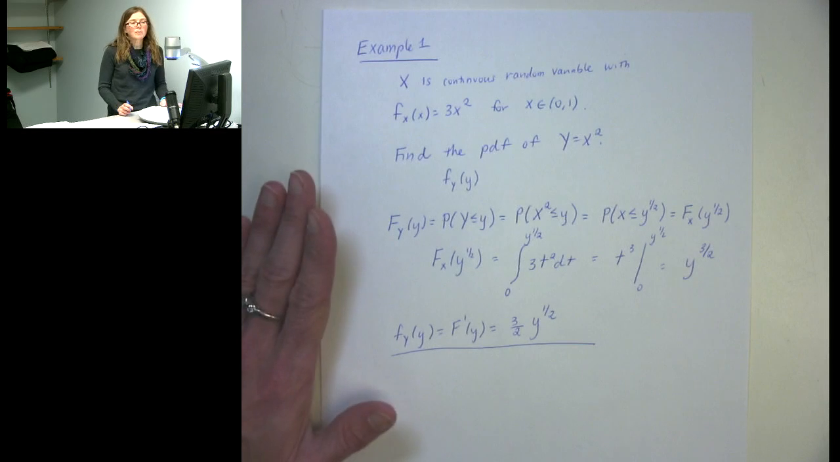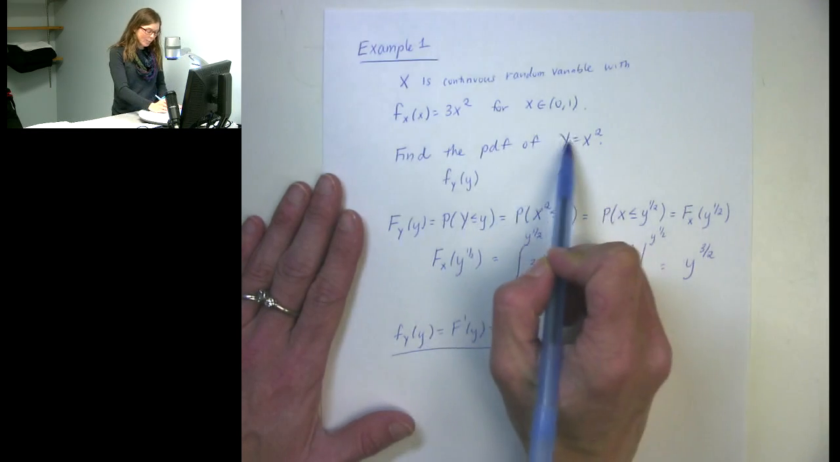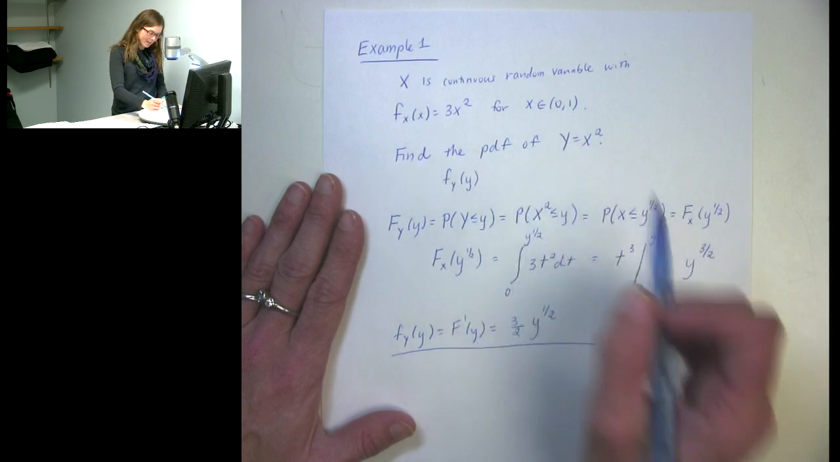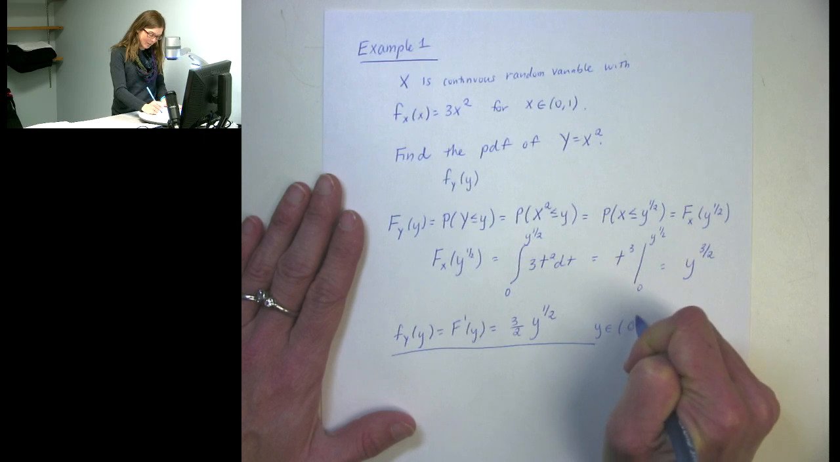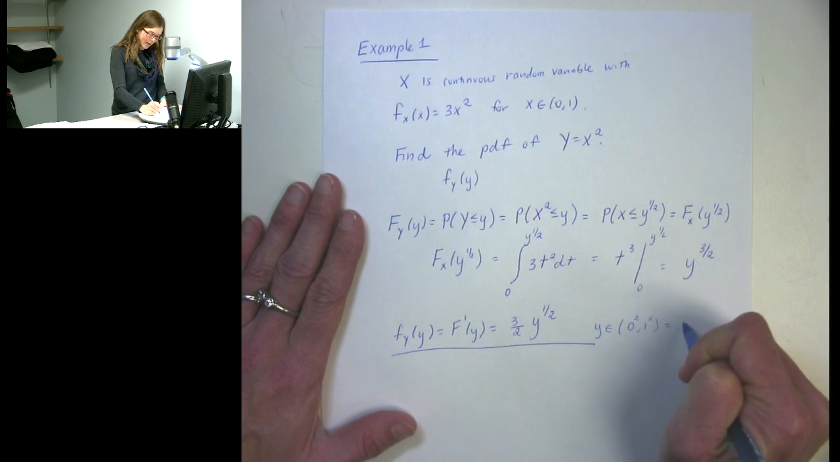One thing we need to do is make sure that we know what the support is of y. Since y is equal to x squared and x goes from 0 to 1, y is going to be contained in the interval from 0 squared to 1 squared, which means that y also has the support of 0 to 1.